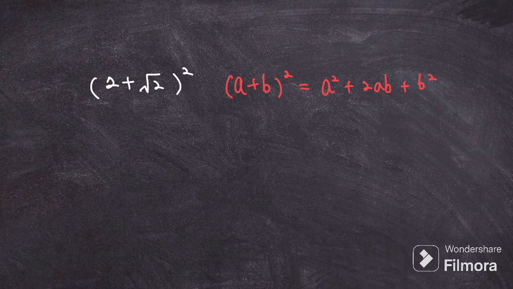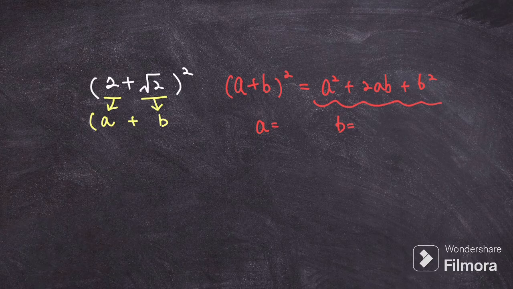And we have to assign what's going to be our a and what's going to be our b and plug all the numbers back into our formula that's right here. So what I'm going to do is assign 2 as my a, and square root of 2, I'm going to assign this number b. So we have (a plus b) squared form.